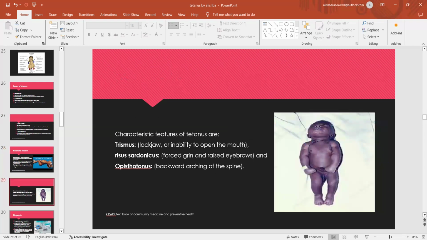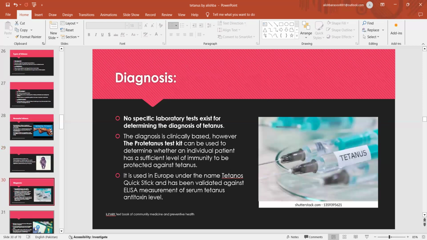Characteristic features of tetanus are trismus, lockjaw, inability to open the mouth, risus sardonicus, forced grin and raised eyebrows, and opisthotonus, backward arching of the spine. No specific laboratory tests exist for determining the diagnosis of tetanus. The diagnosis is clinically based, however.